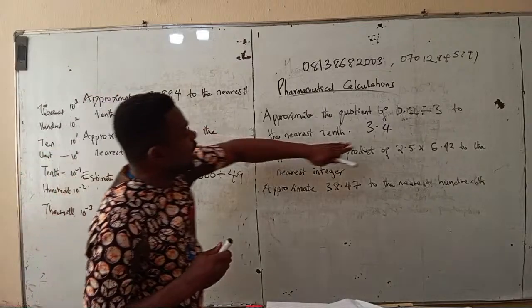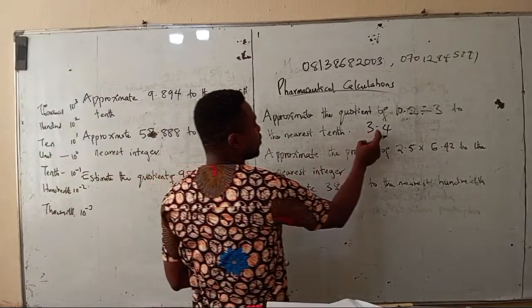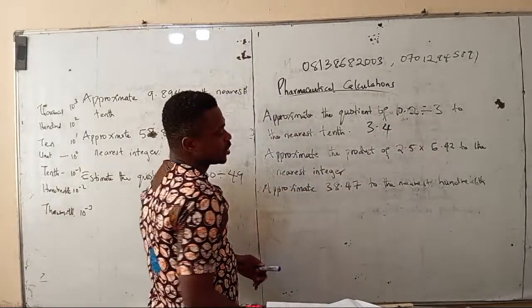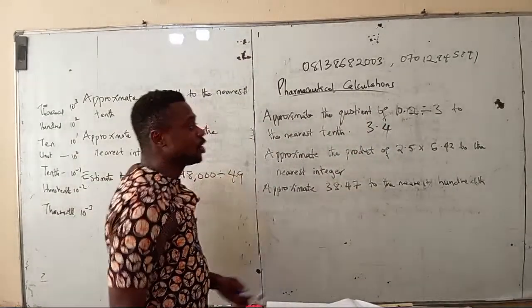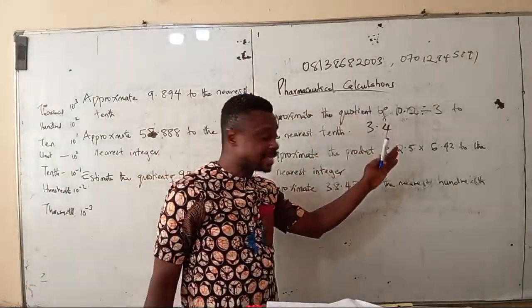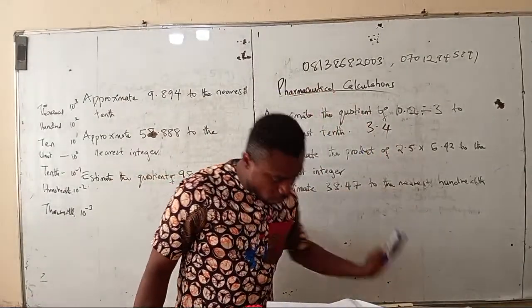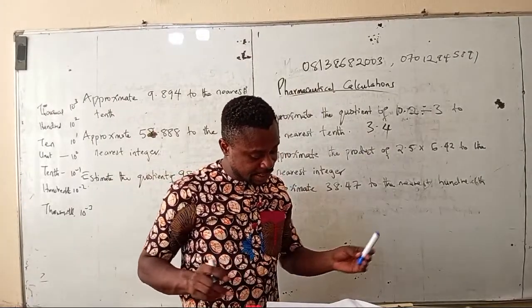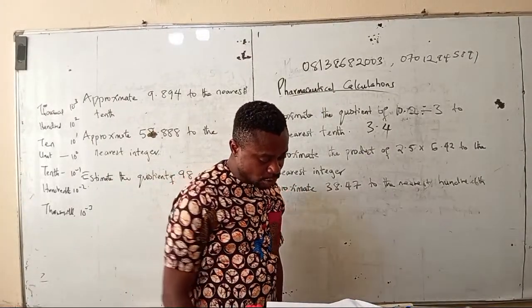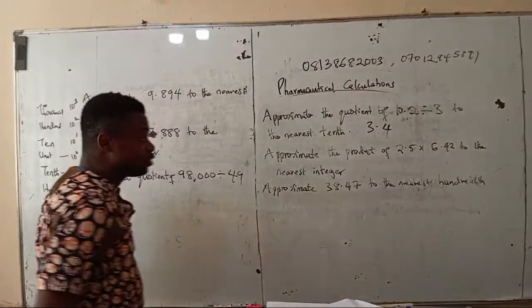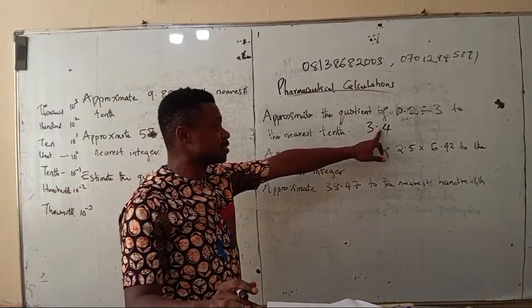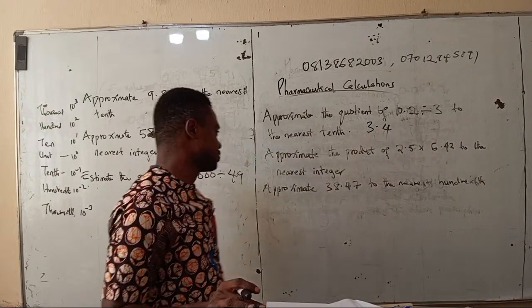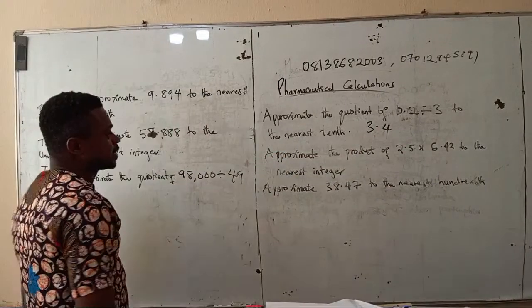Now if you look at tenth, 3 raised to power minus 1, this number 3.4 is already in the tenth. So there's nothing you can do here. If you divide 10.2 by 3, it will give you 3.4. You cannot do anything because it's already in tenth. So the answer is 3.4.